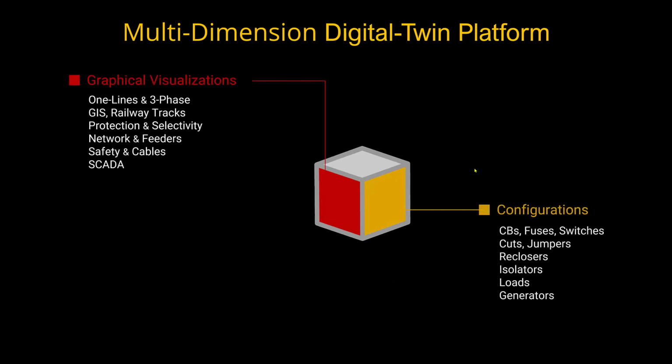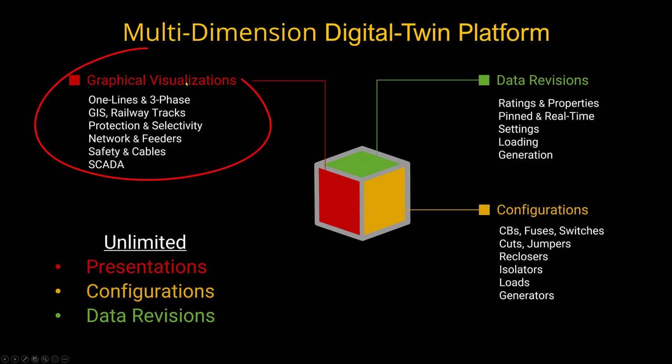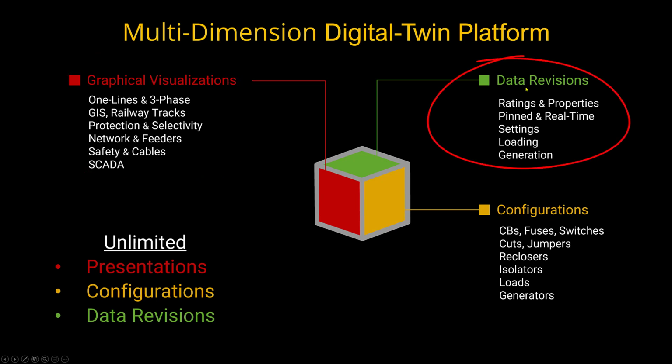Now, in order for this digital twin platform to serve all of these different functions, it must have a lot of flexibility. It must have the flexibility of graphical visualizations. Therefore, ETAP provides unlimited graphical visualizations of your single lines, GIS, protection selectivity, SCADA, and so on and so forth on a single platform. It must have data revisioning, where you can not only revision future information, but also have control over what real-time data is being pushed into that electrical system model.